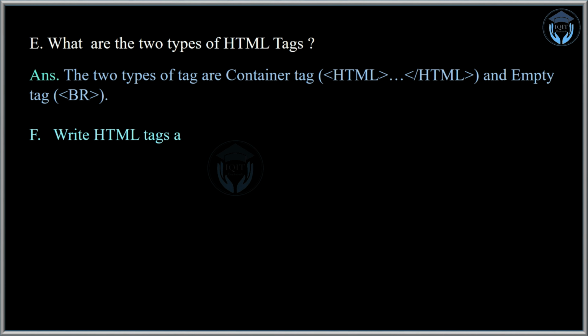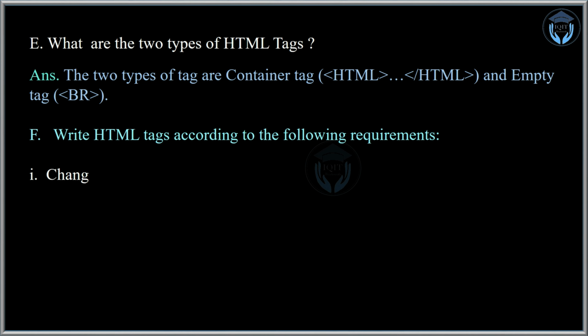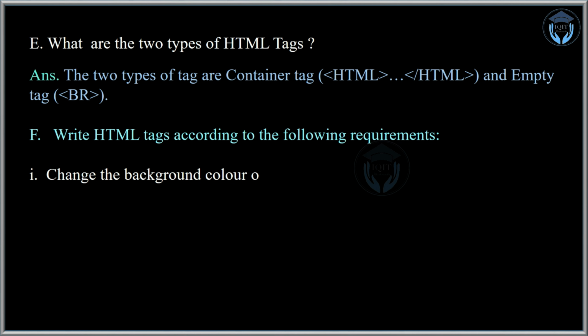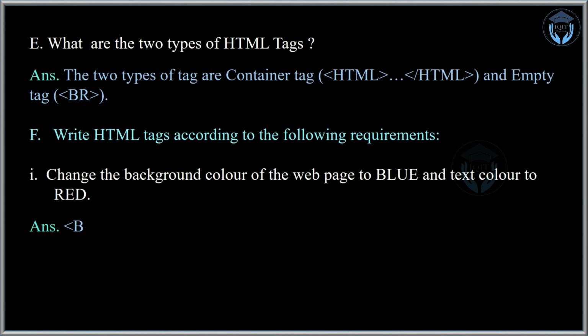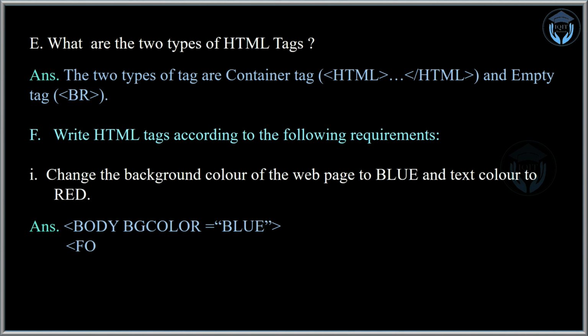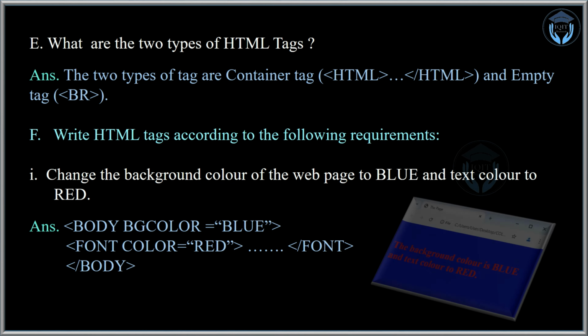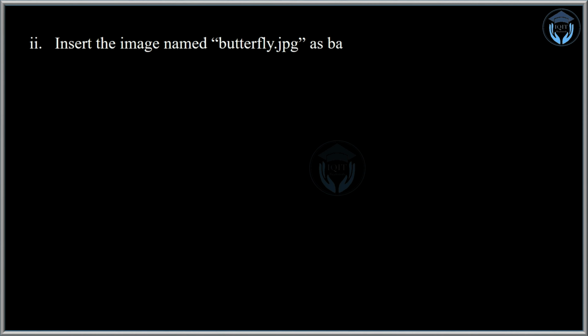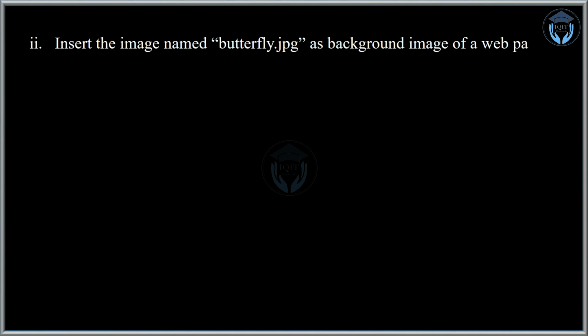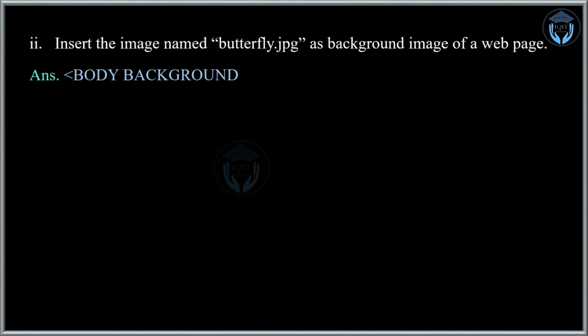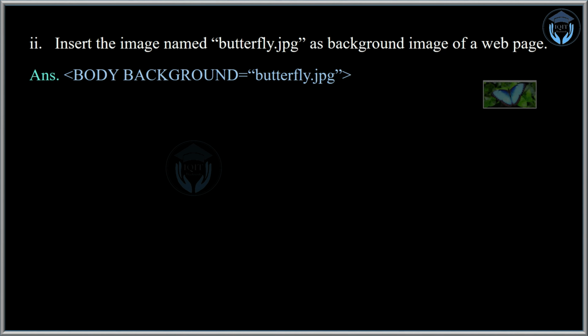F. Write HTML tags according to the following requirements. 1. Change the background color of the web page to blue and text color to red. Answer. Body BG color equals blue, font color equals red, enter the text, font close, body close. 2. Insert the image named butterfly.jpg as background image of a web page. Answer. Body background equals butterfly.jpg under double quotation marks.